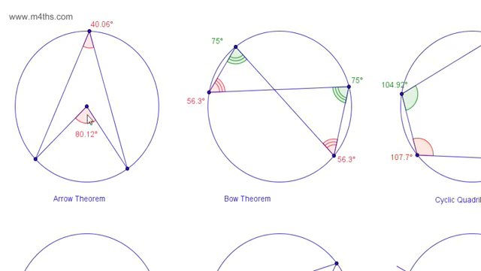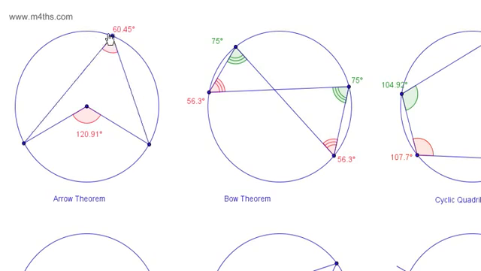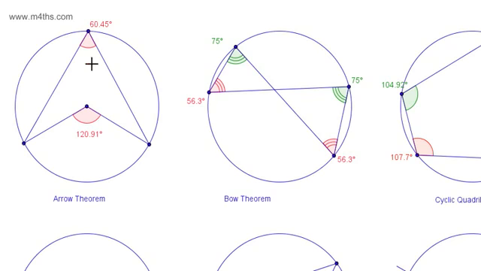The arrow theorem states that the angle at the centre is double that at the circumference. So whenever I open this up, 105, 52.5 approximately. So when the angle at the centre changes, let's take this out to about 120, the angle at the circumference is half, so that's going to be 60. So that's the arrow theorem.